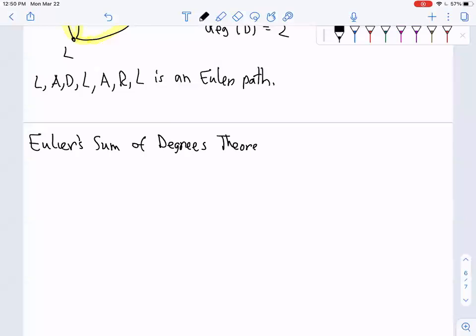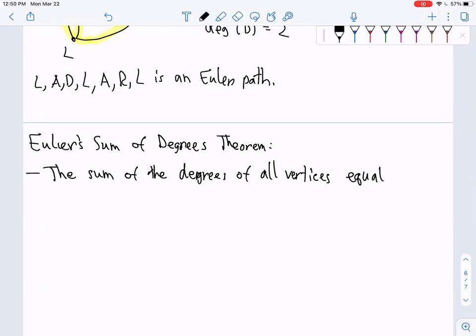Euler's sum of degrees theorem, which again has two parts. It says that the sum of the degrees of all the vertices equals twice the number of edges.